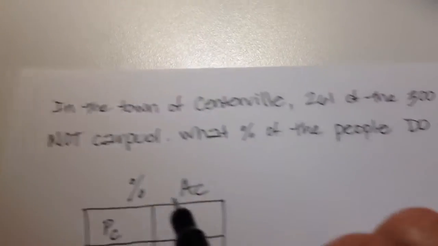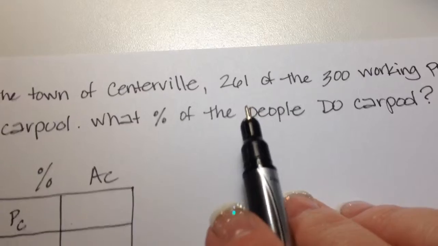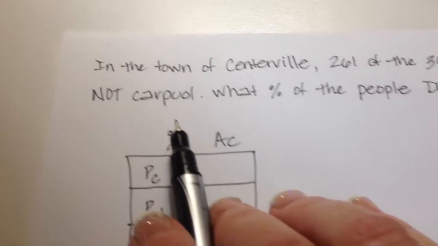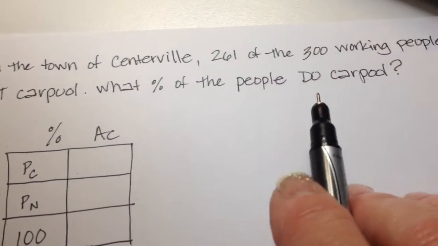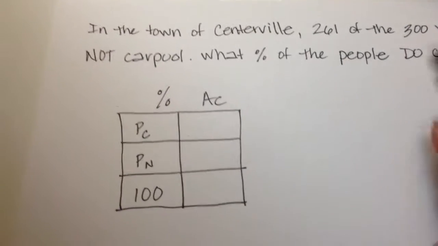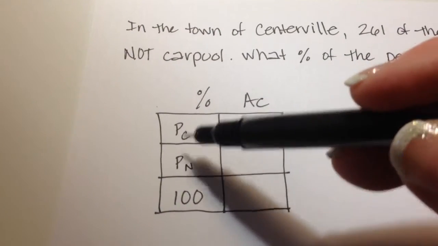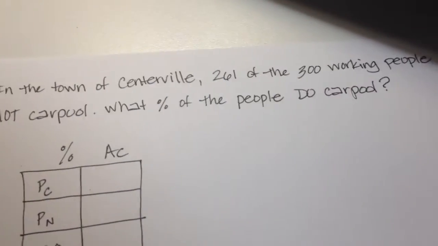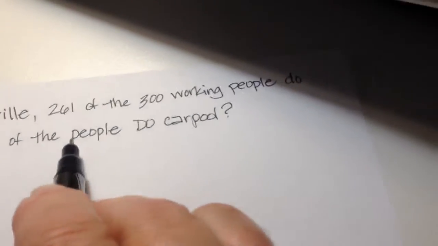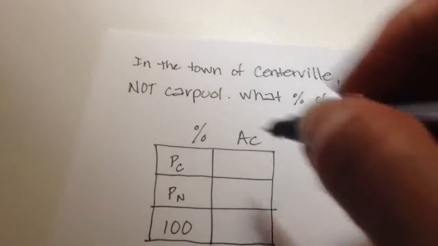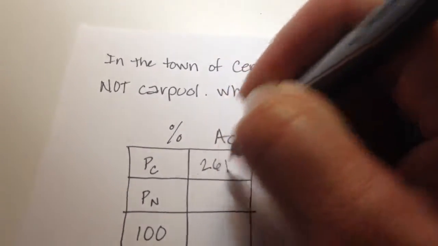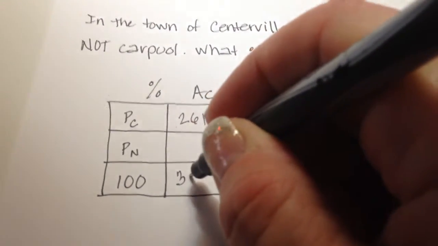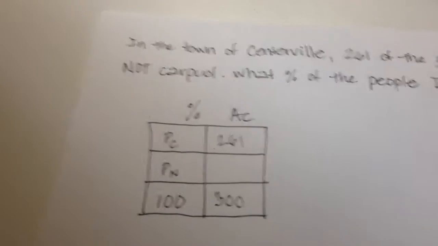What if they change it up on us a little bit? In the town of Centerville, 261 of the 300 working people do not carpool. What percent of the people do carpool? Well, I don't know. I got percent of carpoolers, percent of not carpoolers. I know that has to equal 100, but it is telling me that 261 do carpool. So I'm going to put 261. And, by the way, it's also telling me we have 300 total. Right? I'm not really going to need that too much.